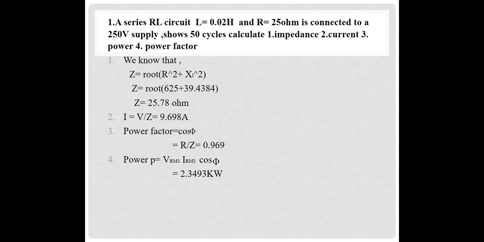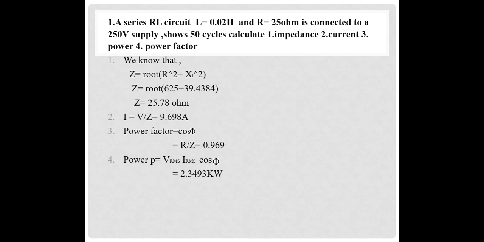For that, V by R means it is only a purely resistive circuit. Over here it is an RL circuit, so it comes V by Z, the impedance factor. So V by Z we get I. Power factor is nothing but cos phi. Here phi is nothing but the angle between the supply voltage and the current, right? So cos phi is equal to R by Z, we get the value.